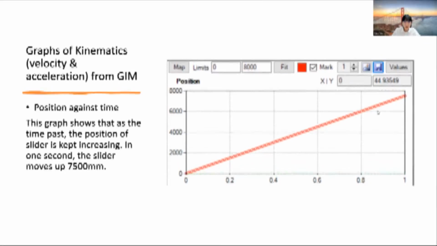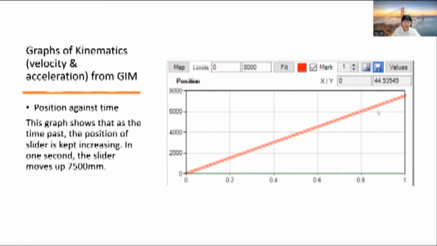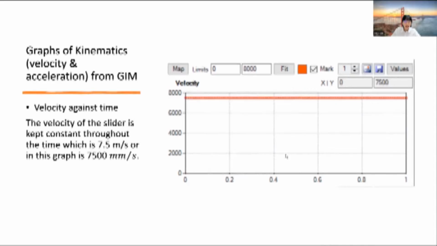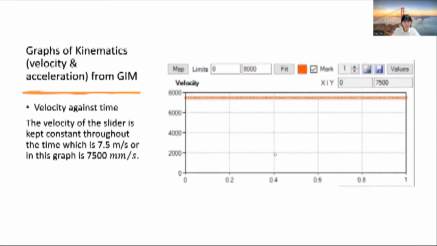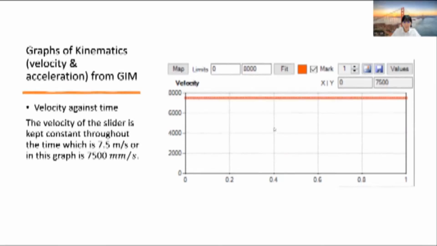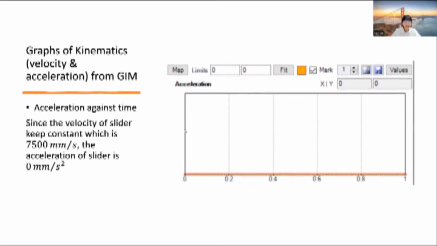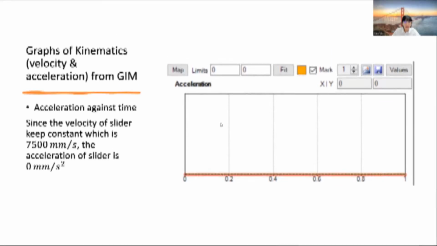Next is the velocity against time graph. The velocity of the slider is kept constant throughout the time, which is 7.5 meters per second, or in this graph 7,500 mm per second. Next is the acceleration against time graph. Since the velocity of the slider is kept constant at 7,500 mm per second, the acceleration of the slider is 0 mm per second squared.